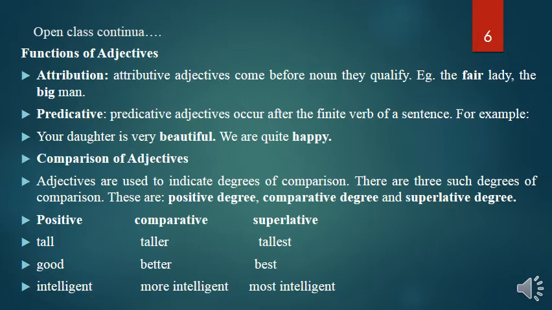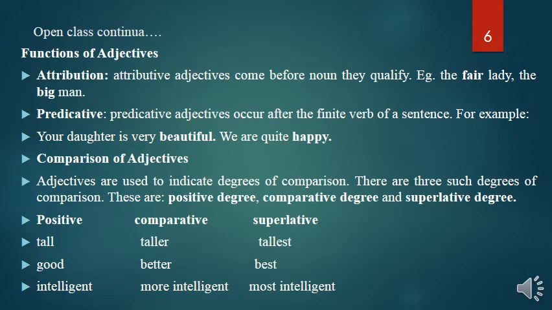When we take, for instance, the positive degree, tall, the comparative degree is taller. And comparative degree is used when you are comparing two people. For instance, Musa is taller than Ali. So there you are using the comparative degree.